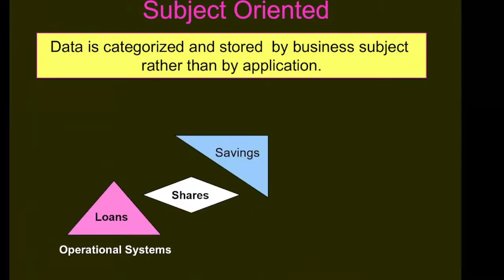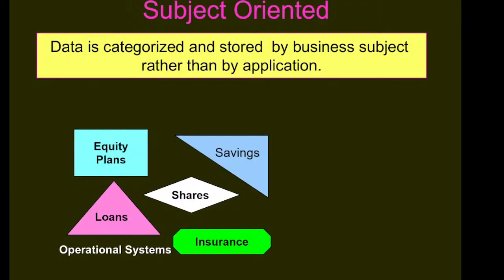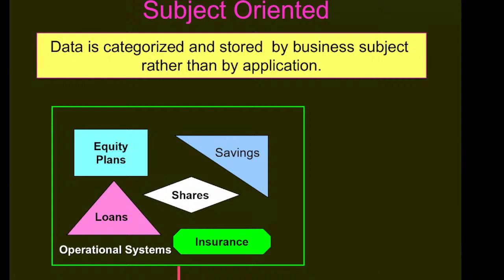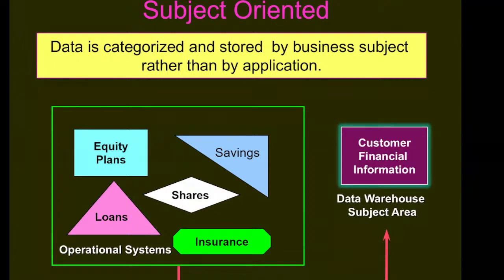So therefore, data is categorized and stored based on the business subject rather than by application. For example, if you take any banking system, in banking we have different types of accounts: savings account, shares account, insurance account, loan accounts, equity plans accounts. So many schemes and accounts will be there. Now all these things we are combining and then mapping into a single subject called customer financial information. What is the wealth of the customer?